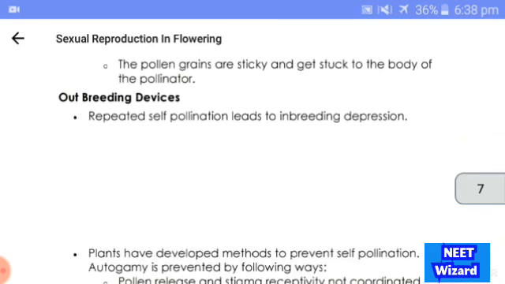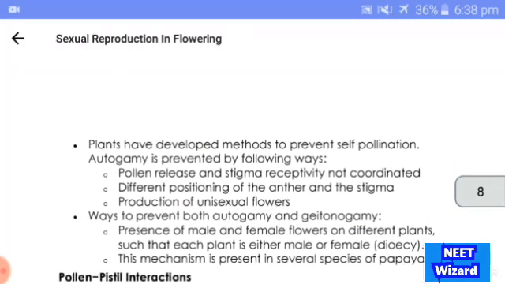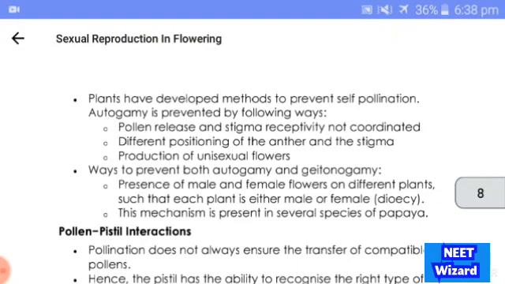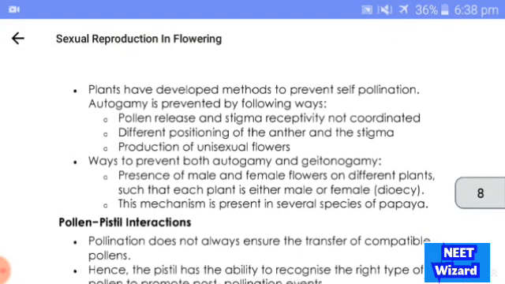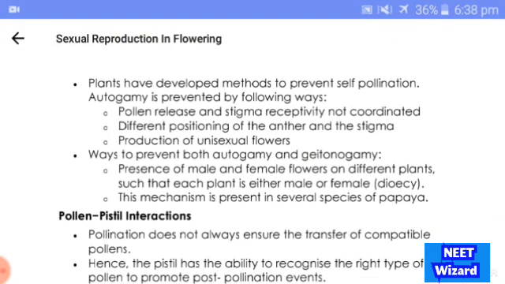Outbreeding devices. Repeated self-pollination leads to inbreeding depression. Plants have developed methods to prevent self-pollination. Autogamy is prevented in the following ways: pollen release and stigma receptivity not coordinated, different positioning of the anther and the stigma, and production of unisexual flowers.